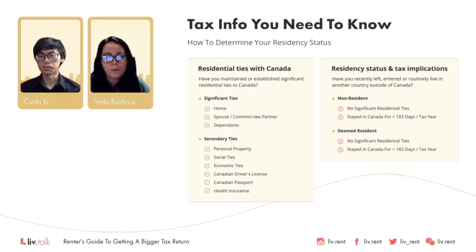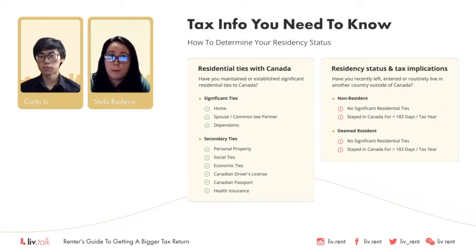Gotcha. And what about step 2? Yeah, so step 2 would be to identify your residency status and tax implications associated with it. Again, you need to ask yourself some questions. For example, have you recently left, entered, or routinely lived in another country outside Canada? Non-residents usually do not have significant residential ties with Canada and stay in the country for a few months, typically for less than 183 days in the tax year. And residents or deemed residents can have significant residential ties with Canada and may have stayed for more than 183 days in the tax year last year.